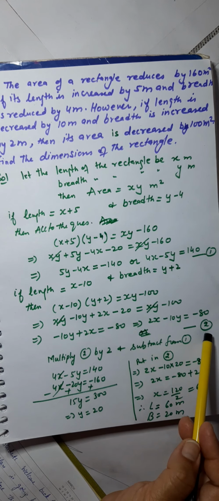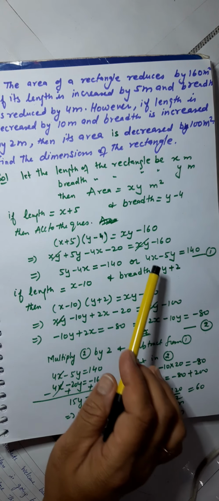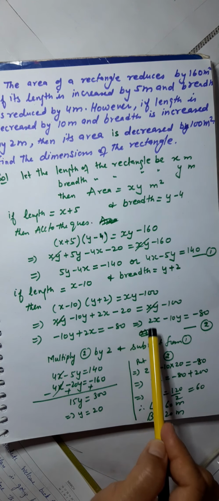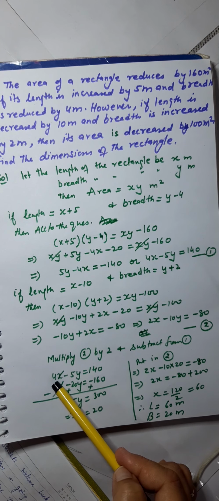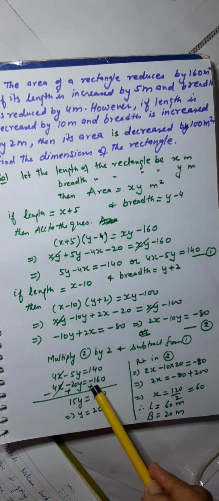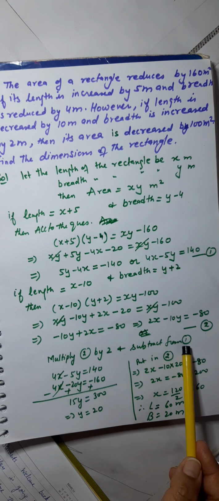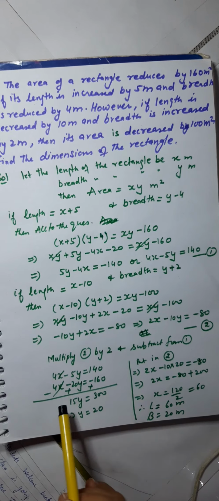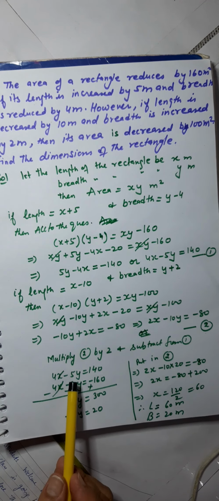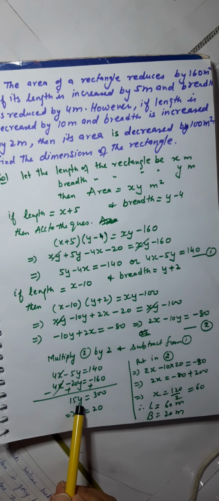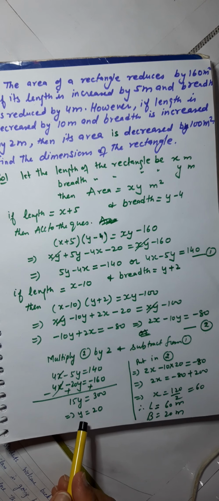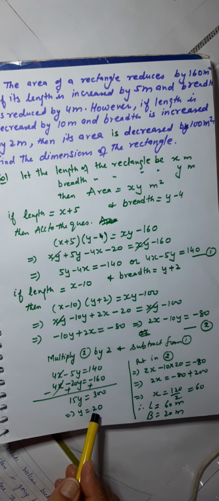Now multiply it by 2 because I want to use elimination method and I want to make these coefficients same. So if I multiply it by 2, I will have 4x here. So 4x minus 20y is equal to minus 160. This is to be subtracted from number 1. So change the signs. So 4x and 4x will get cancelled. Here I will have 15y, which is equal to 300. So this implies y is equal to 20.